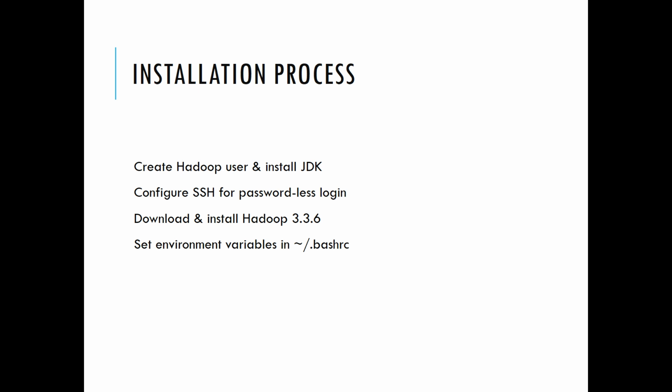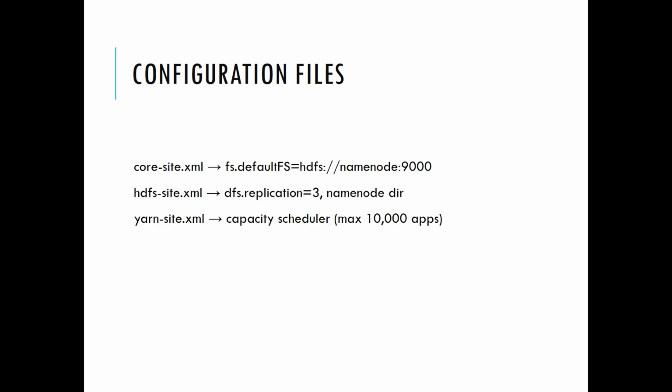Then, download the Hadoop version 3.3.6 package and install it on all nodes. Finally, set the necessary environment variables such as JAVA_HOME and HADOOP_HOME in the bashrc file of the Hadoop user to ensure they are available in every session. Configuration is done through XML files.